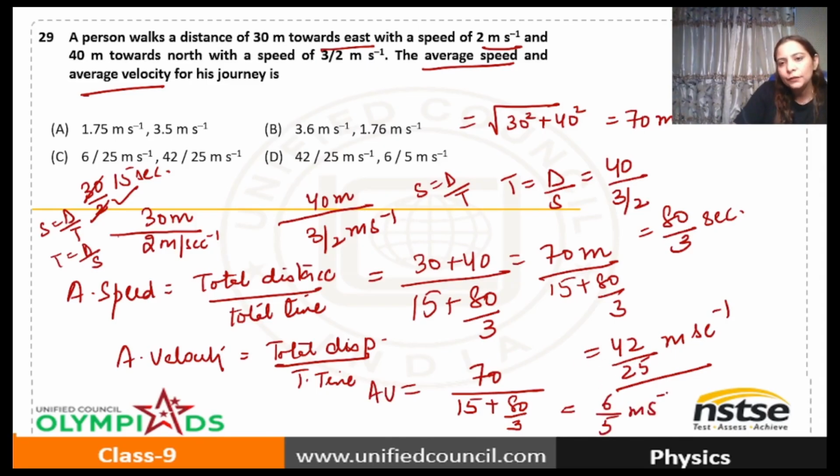See, you have to do the calculation yourself, okay? So these are the two answers. So basically option D is correct. I hope you understood how to find average speed and average velocity, and if you require total distance and total time, I think you know how to find that. Option D is the correct answer.